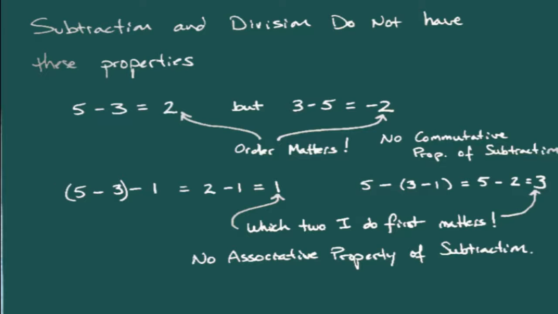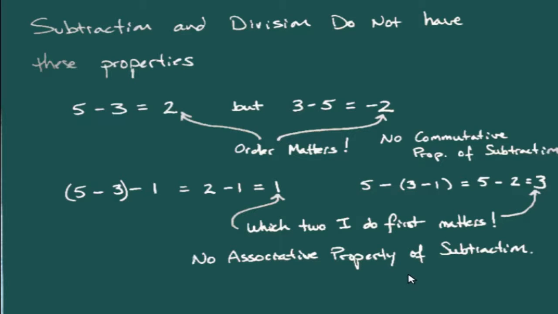And likewise, we do not have the associative property of subtraction either. If we do 5 minus 3 minus 1, and we do the 5 minus 3 first, that's going to give us 2, and then minus 1 is going to give us 1. But if we rearrange those parentheses and do 5 minus, and we do the 3 minus 1 first, well, 3 minus 1 is going to give us 2. 5 minus 2 is going to give us 3. And so, again, we get different answers depending on whether we group the last two terms or the first two terms. And so we have no associative property of subtraction either.